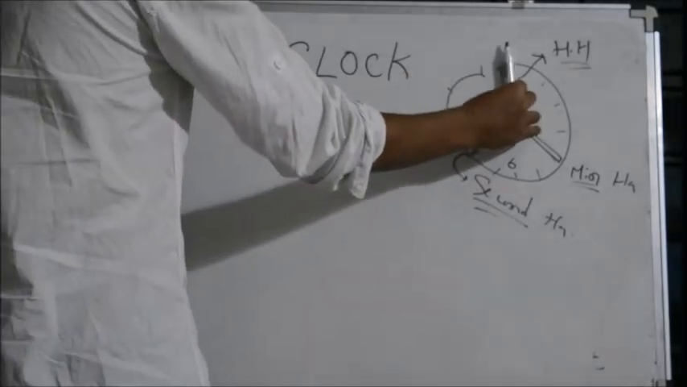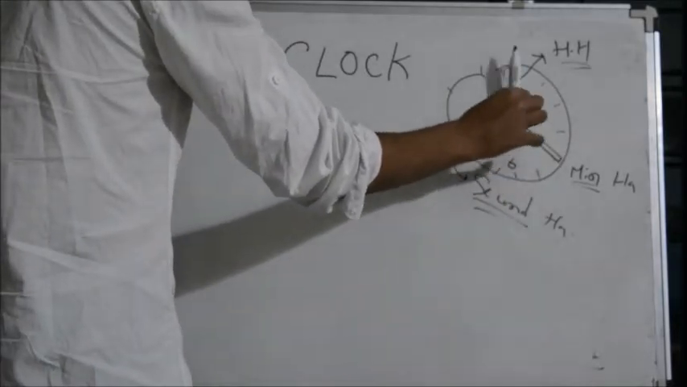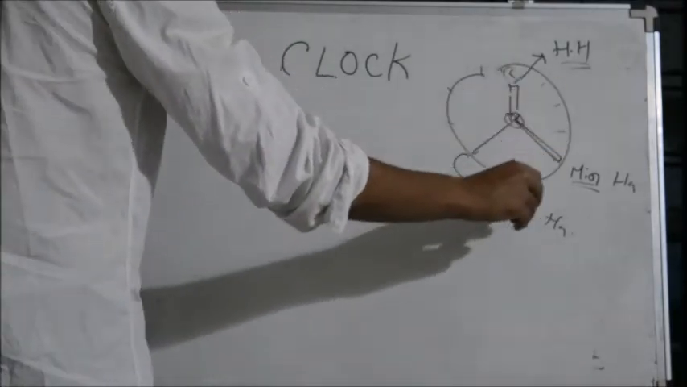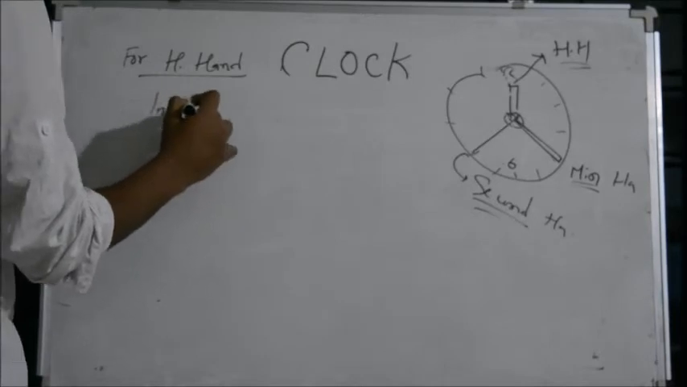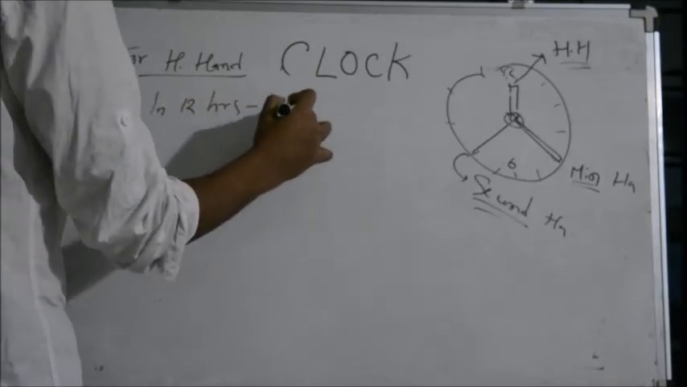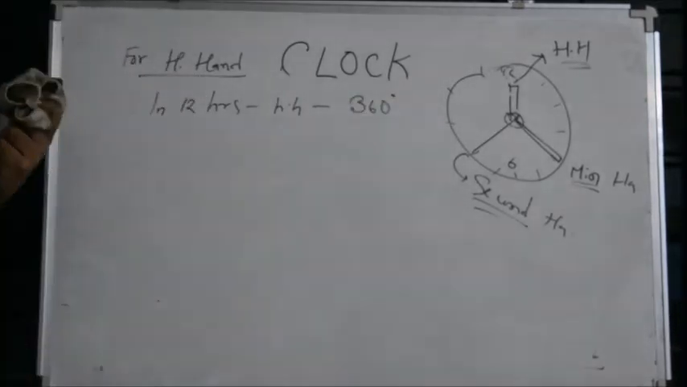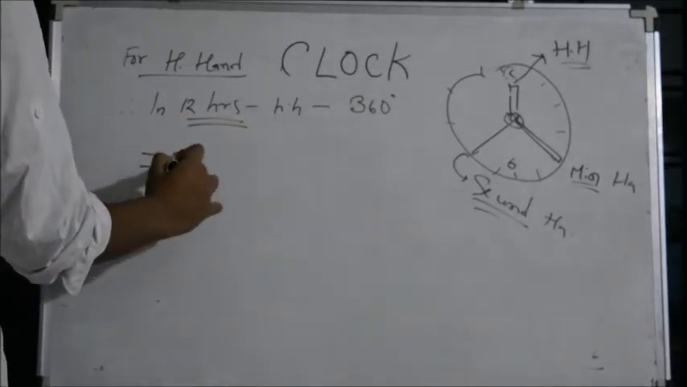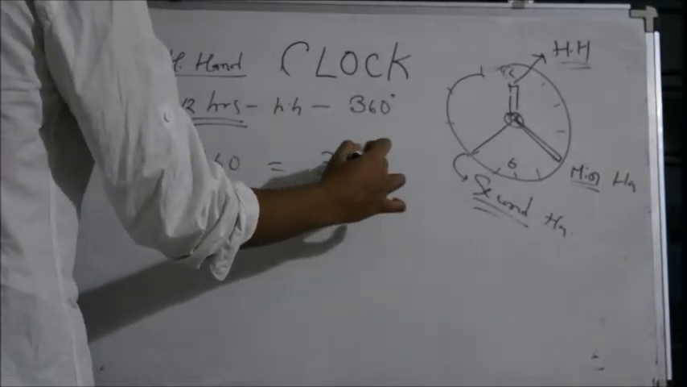when the hour hand is at 12 o'clock, it will go all the way and come back to 12 o'clock. How many hours will it be? 12 hours. So when it makes a complete circle, it will be 12 hours. Therefore, in 12 hours, our hand moves 360 degrees. Fine. So in 12 hours, how many minutes? 12 into 60 is equal to 360 degrees.